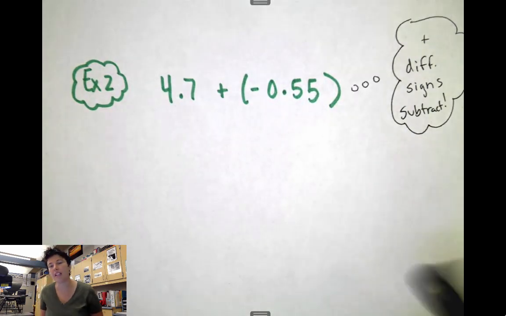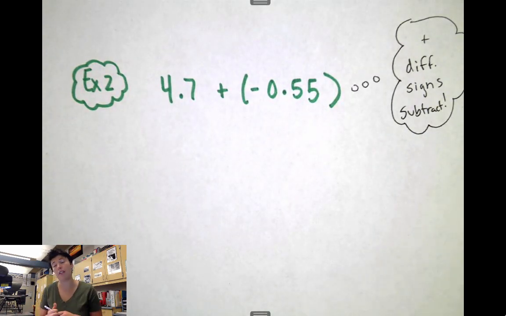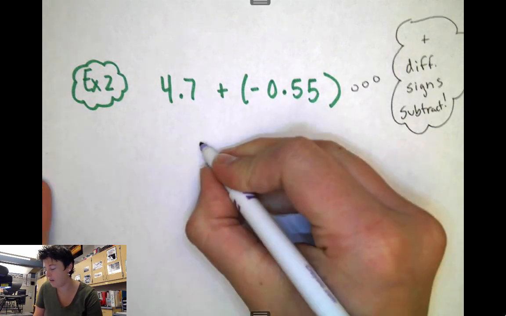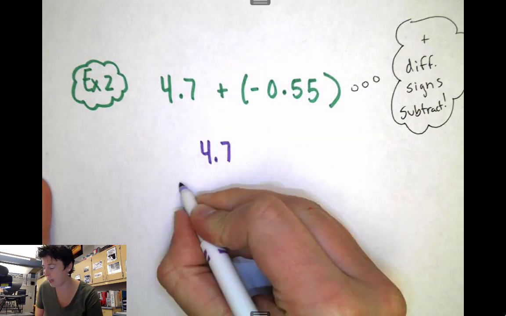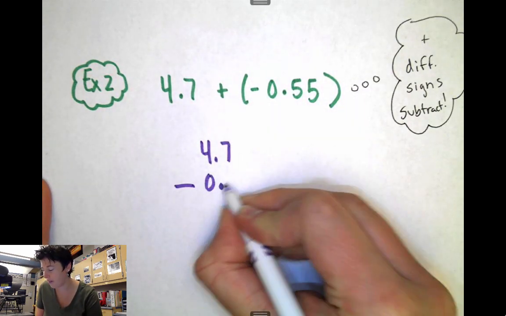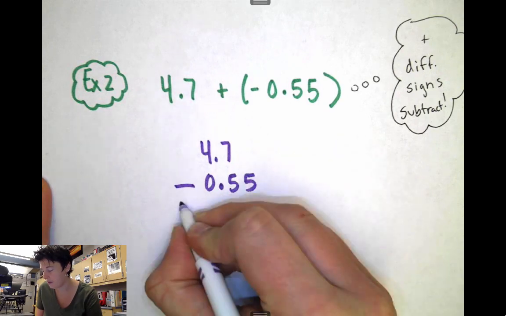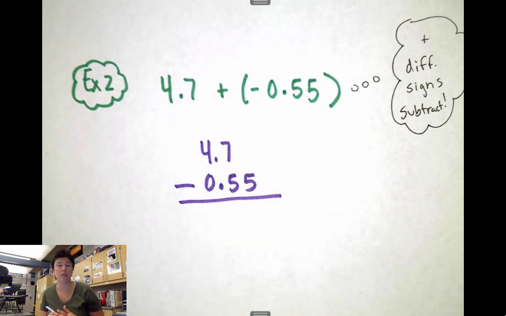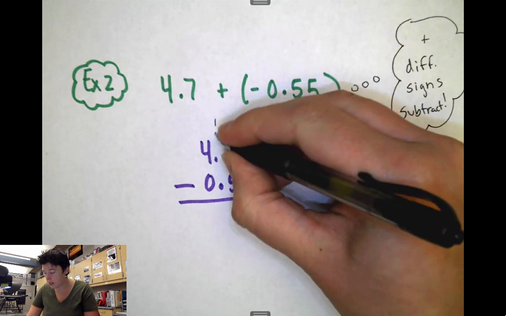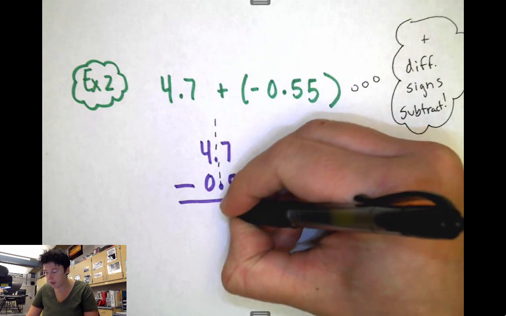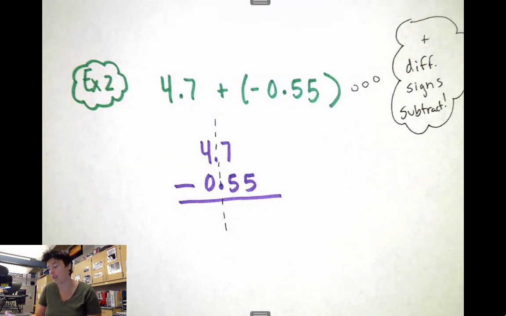So instead of adding the decimals, I'm going to be thinking about subtracting the decimals. I'm going to think about 4.7 minus 0.55. What I'm going to do is just regular subtraction, but I'm going to be sure these decimals are lined up, because when I get my answer, the decimal point needs to line up there as well.